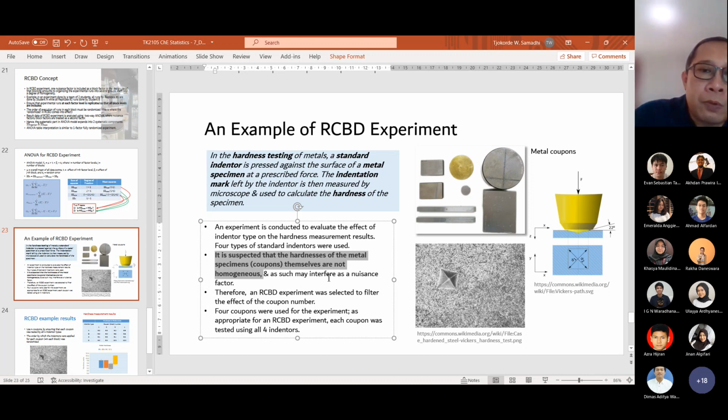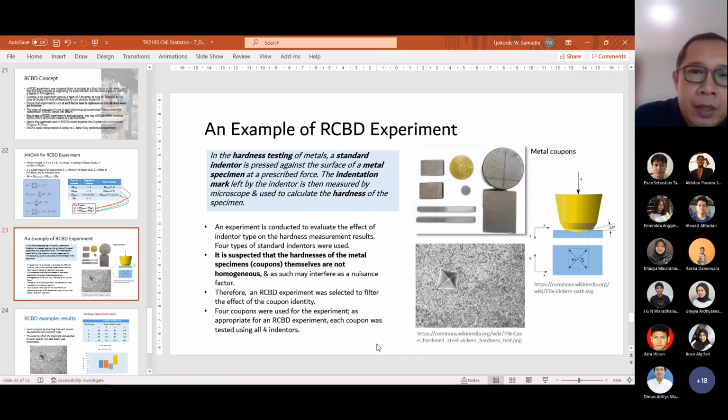So therefore, we select an RCBD experiment to filter the effect of the coupon number, coupon identity, or batch number. So we treat the coupon number or the specimen number as the block number. So 4 coupons were used for the experiments. As appropriate for an RCBD experiment, each coupon was tested using all 4 indenters.